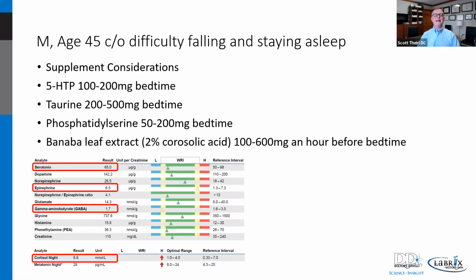Taurine. Taurine binds loosely to GABA receptors. It's calming in the vast majority of people. Well tolerated across the board for the vast majority of people. 200 to 500 milligrams at bedtime should feel very nice.